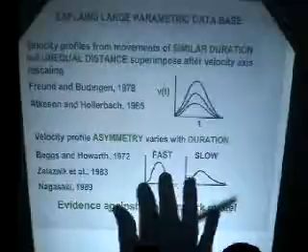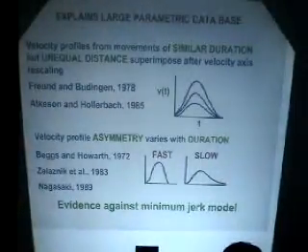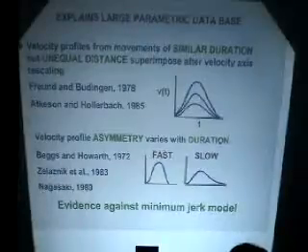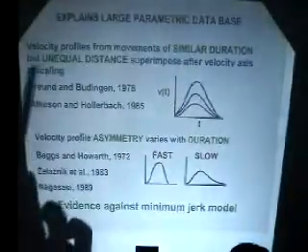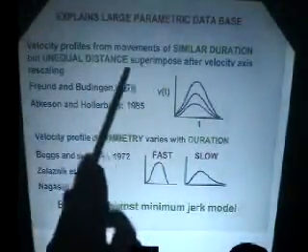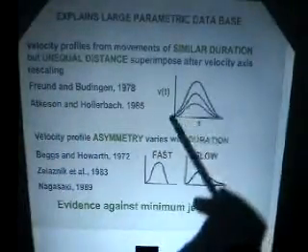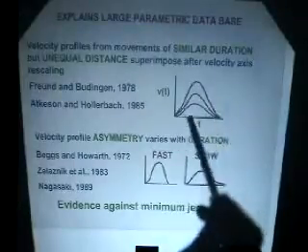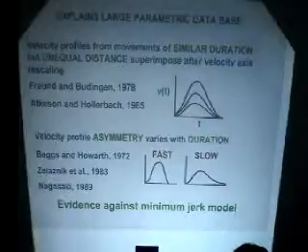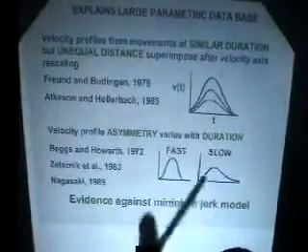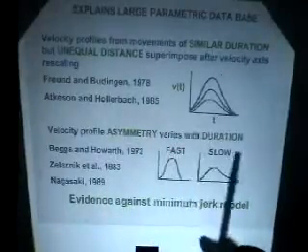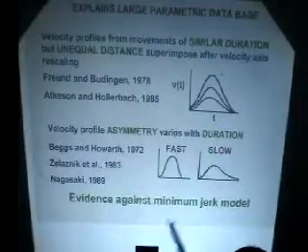So what kind of data does this explain? Well, there's really a ton of it. Let me just give you some illustrative examples. So first, it's just a fact that velocity profiles from movements of similar duration but unequal distance superimpose after velocity axis rescaling. So here you would have a family of such curves, and they have this kind of form that you just saw a moment ago. It's also a fact, and this has become theoretically important, that velocity profile asymmetry varies with duration, with slower movements having a longer tail than faster movements, and you saw a moment ago a little of that asymmetry. This is an emergent property, and it really isn't easy for certain other models to explain, but it just comes out of the wash here.